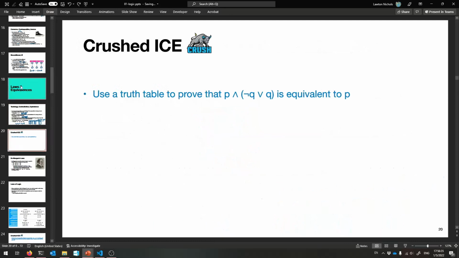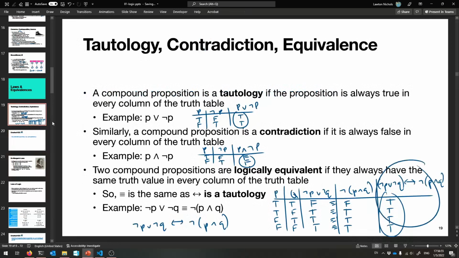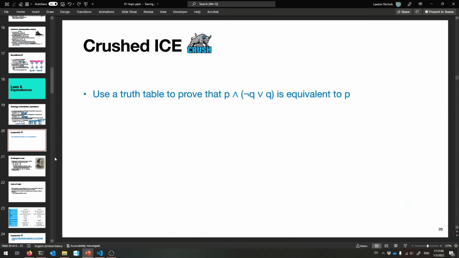All right, so what I'd like you to do is use a truth table to prove that P and not Q or Q with these parentheses, that's just equivalent to P by itself. So make sure that each row of the truth table lines up. Okay, you don't have to go as far as to prove that the biconditional is a tautology. You can just stop here and be like, okay, yeah, clearly they share the same values in every case. So please try that, and we'll come back and I'll show you my way. Or I'll show you my table.